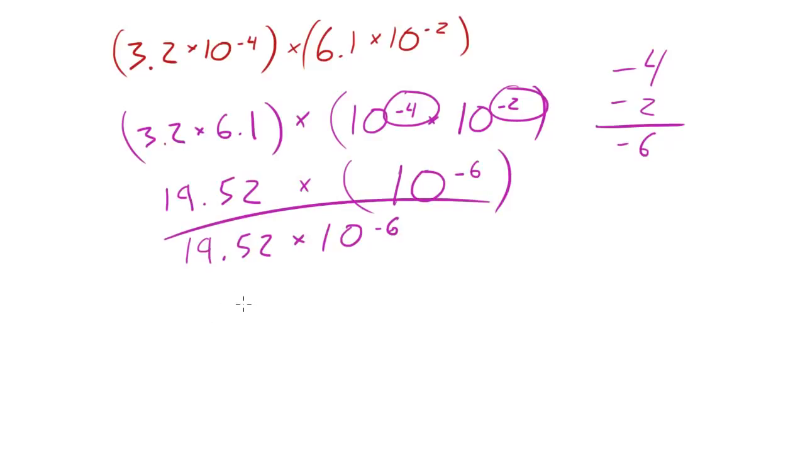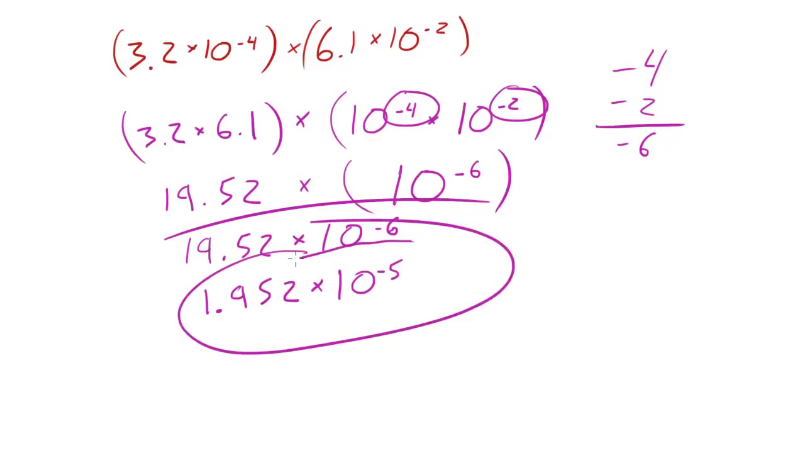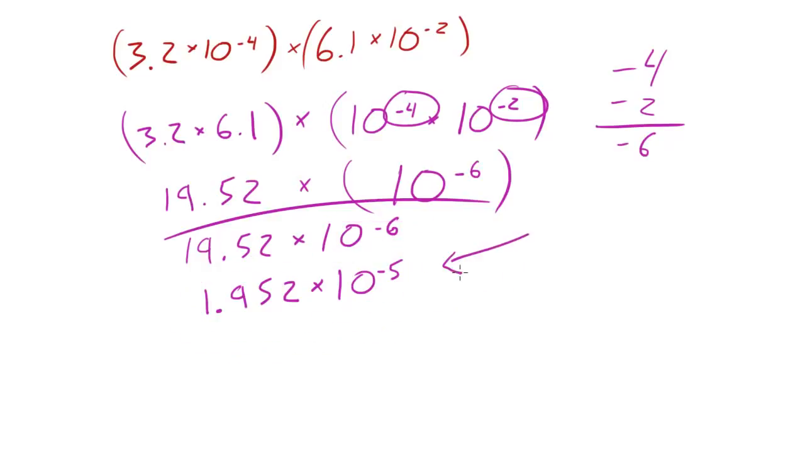However, if our teacher only wants one digit to the left-hand side of the decimal, then what we need to do is put 1.952 times 10 to the -5. So that's probably what they're looking for, right? And I'll circle this right there. So 1.952 times 10 to the -5 is our answer.